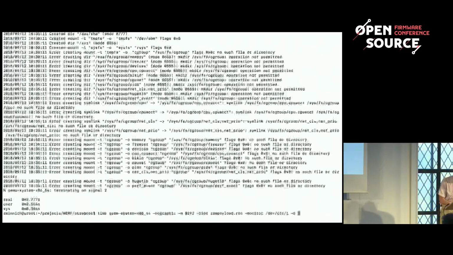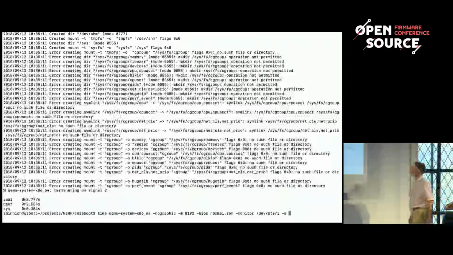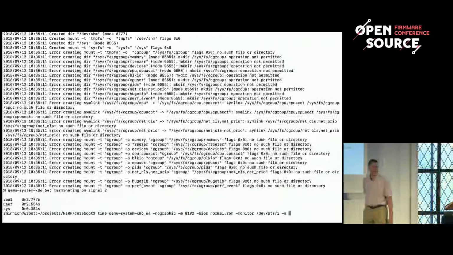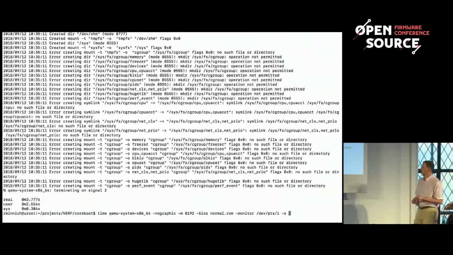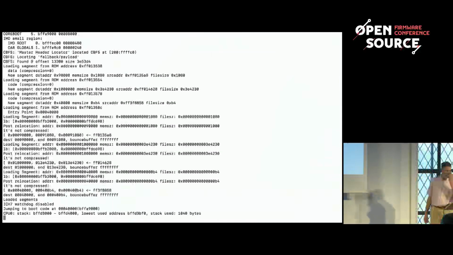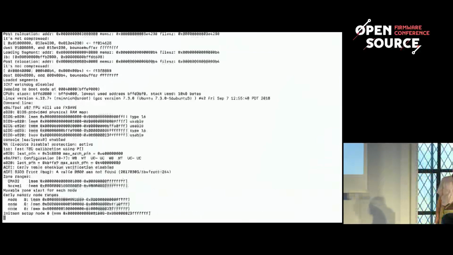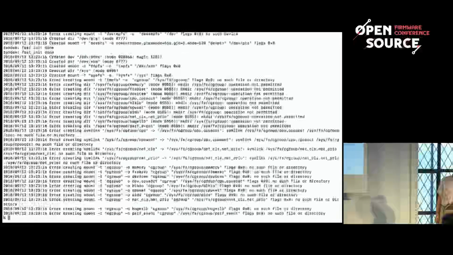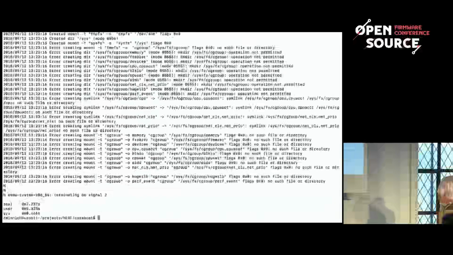All right, so let me do the demo. This is QEMU, normal.rom, standard RAM stage with a Linux payload. This is the kernel that Ryan was talking about this morning, along with u-root as the initramfs. So away we go. Okay, now we're up. That prompt is the u-root shell prompt.